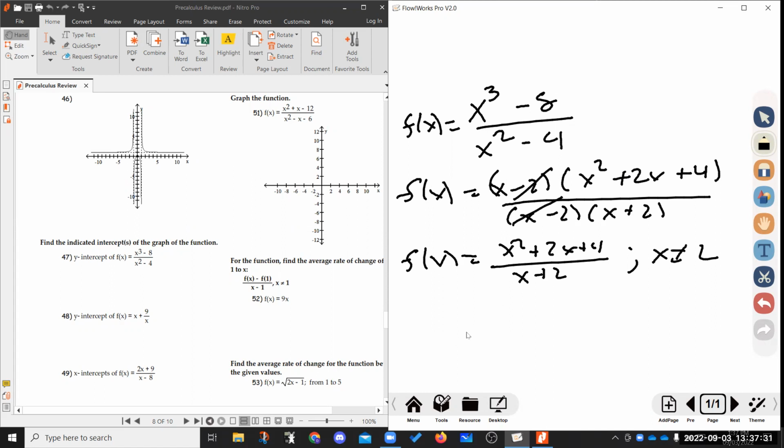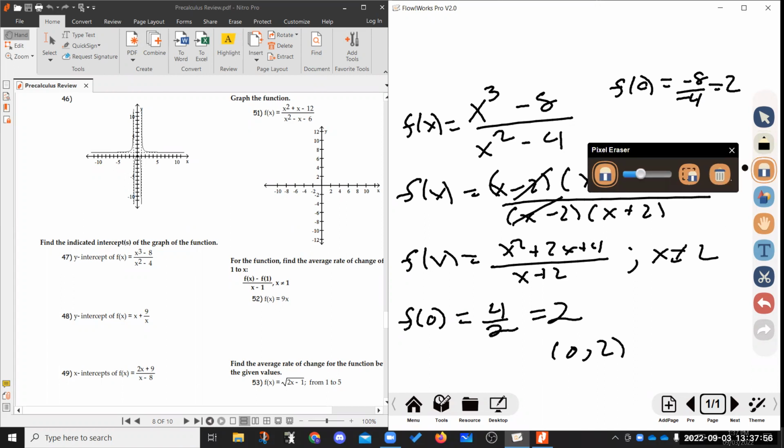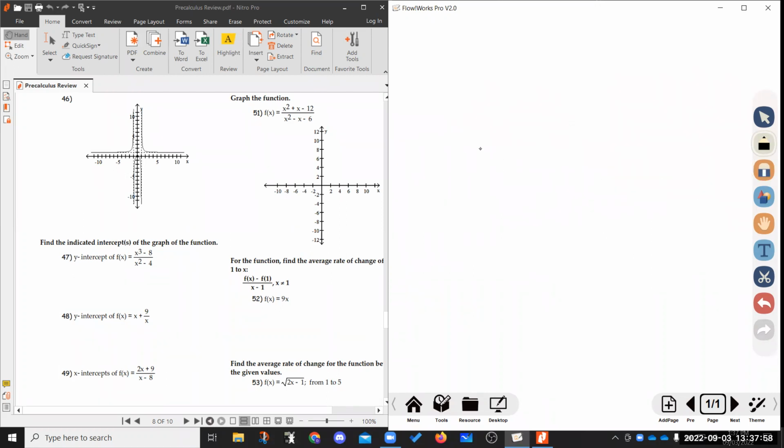Then we're going to find the y-intercept. That's going to be when x is going to be equal to 0. We're going to find that as 4 over 2 is 2. So 0, 2 is my y-intercept. I could have done that from all the way up here, just stuck it in and gotten -8 over -4 is also 2. Just watch out for holes. You don't want to have something that you think is a point that is a hole.